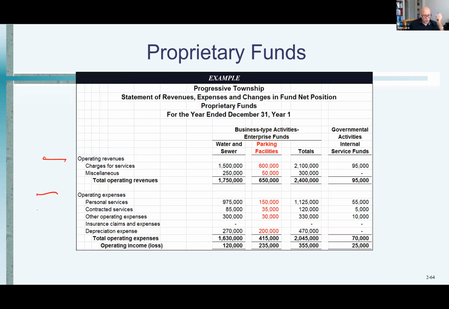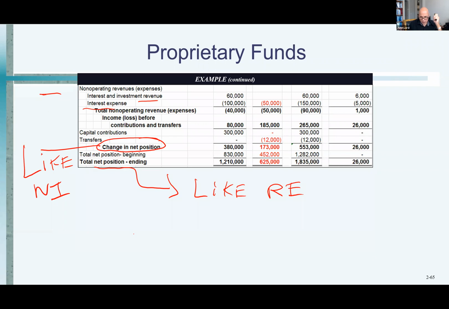Okay, when we look at our operating statement, we call it the statement of revenues, expenses, and changes in fund net position, almost identical to what we do in commercial. We have operating revenues, operating expenses, right? Notice we got depreciation expense here because we're back to full accrual accounting. And then you come down and you have non-operating items, very similar to commercial. Interest revenue, interest expense are typically non-operating items, right?